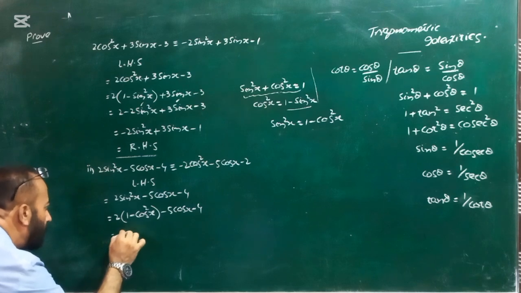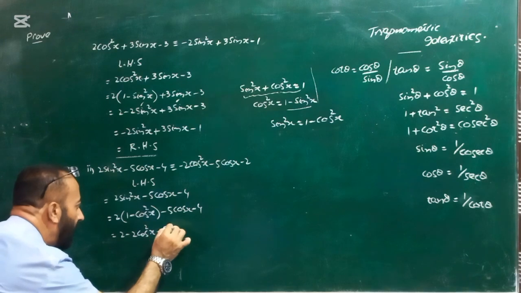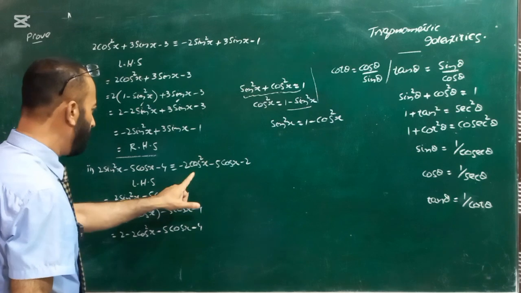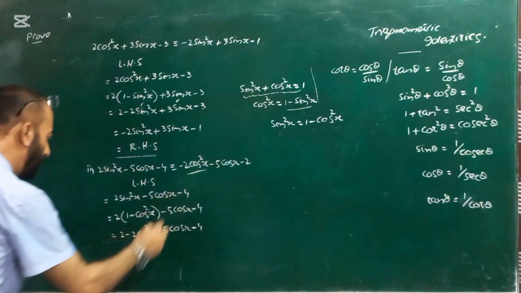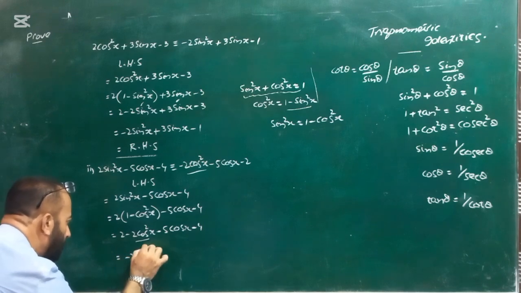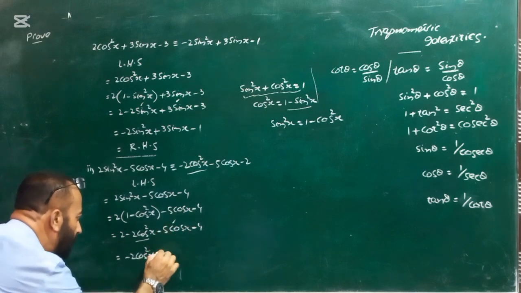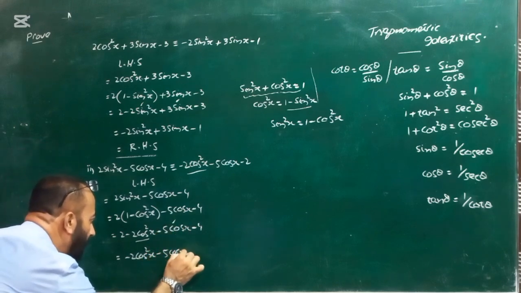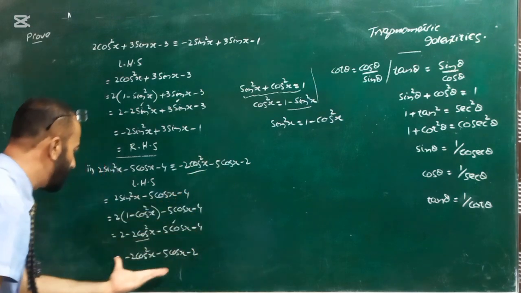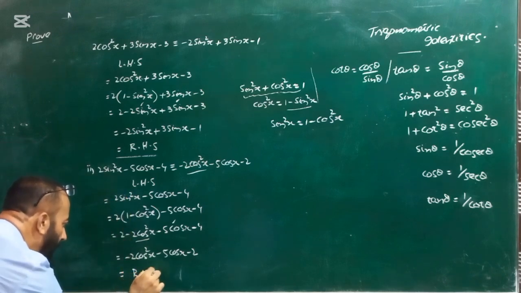Open the bracket. So 2 minus 2 cos square x minus 5 cos x minus 4. So look at the right hand side now. We have to put this value first, so minus 2 cos square x, then minus 5 cos x. So this value will be written after it. And 2 minus 4 will be equal to minus 2. So look at this, we have proved that the left hand side is equal to the right hand side.